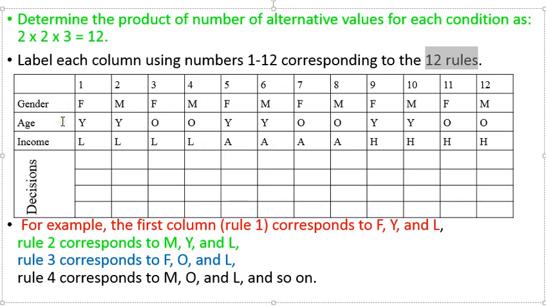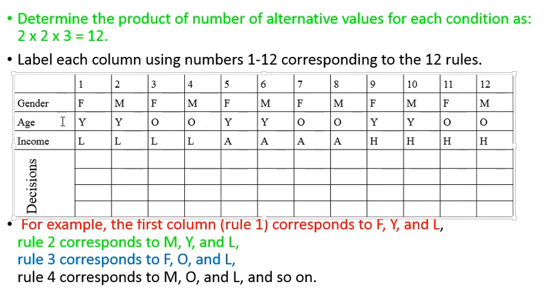Then if you come to the age, we have 2 alternatives, either young or old. But in this case, you should be repeating them twice. That is young, young, then old, old. That is how you do it. And if you come to the income, we know we have 3 alternatives: low income, average income, and high income. So this low income, you put it 4 times, the average income 4 times, and the high income 4 times. That will give you the total of 12.